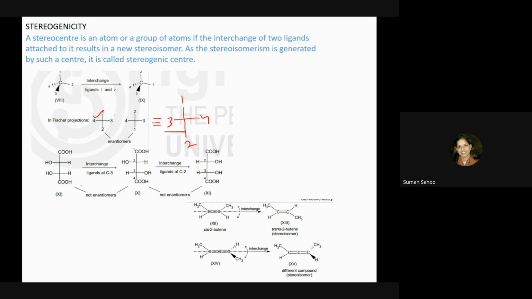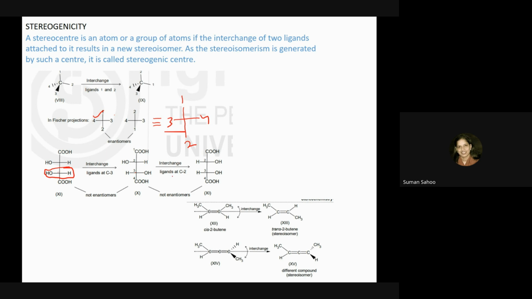For example, if we check this meso-tartaric acid, we interchange the ligands at this position, at C3. When we interchange the ligands at C3, that means H will come to the left and OH will go to the right-hand side. In that case, these are not enantiomers. That gives a different diastereomer, but still that is a stereogenic center. They are not enantiomers, but that gives you a diastereomer. So this carbon is a stereogenic center.